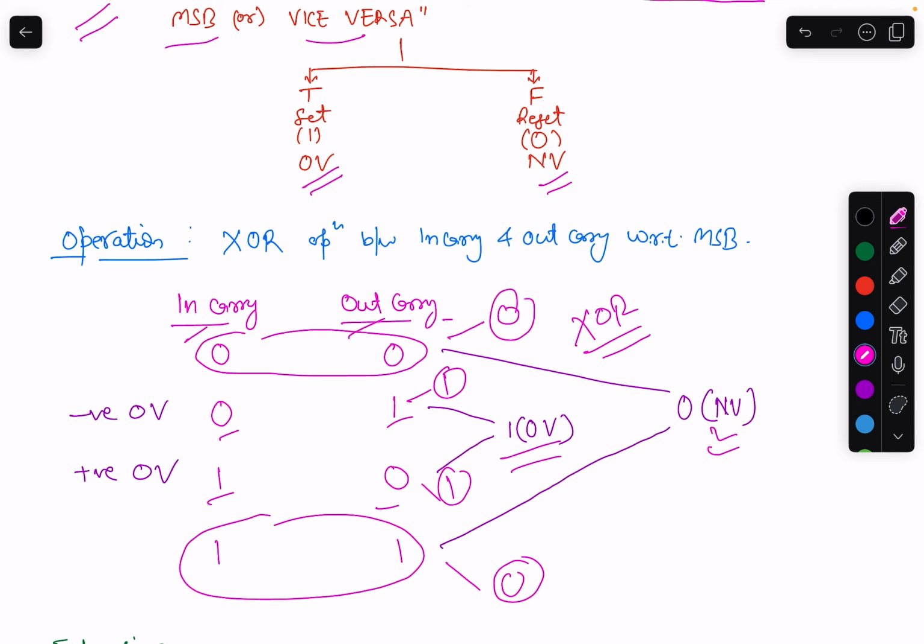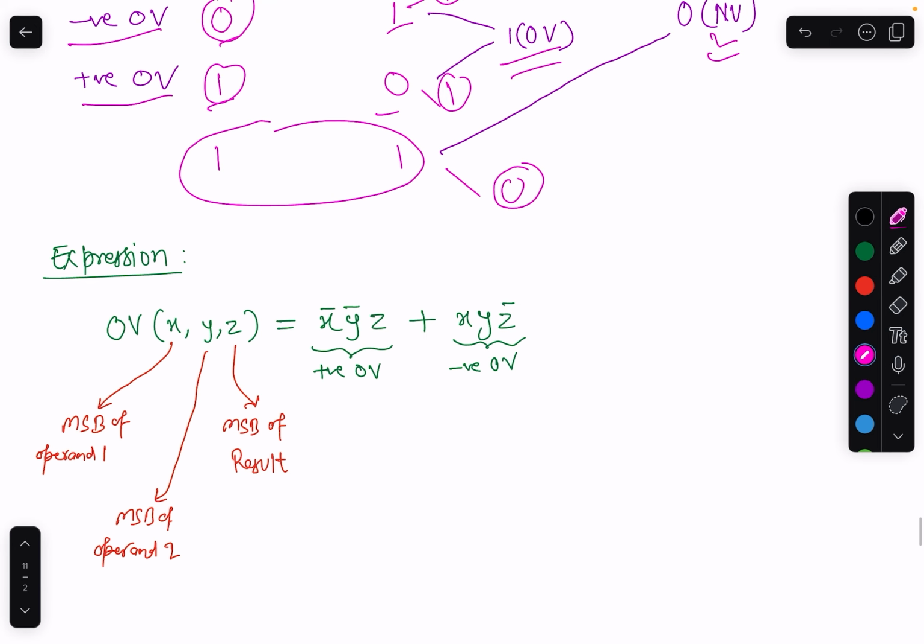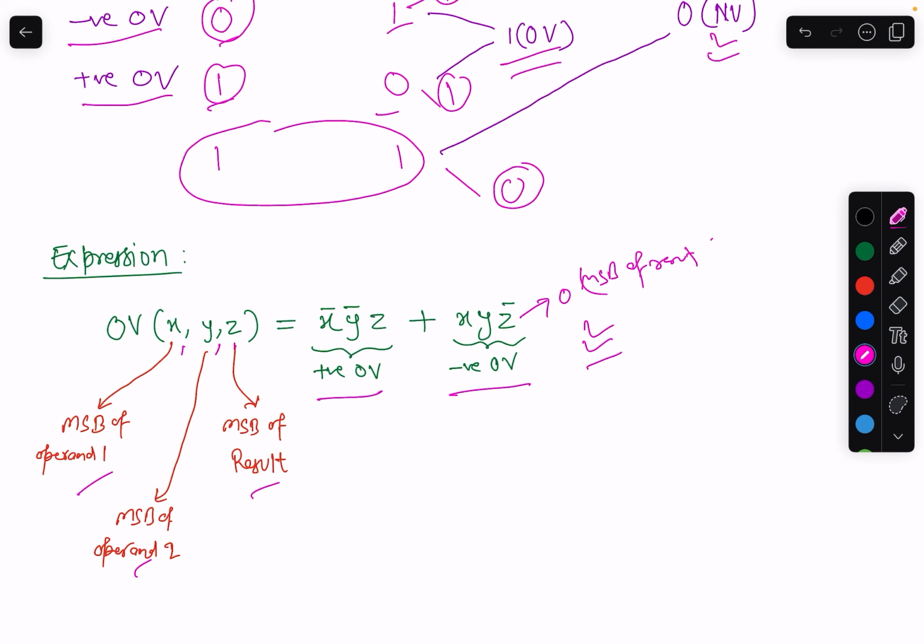And we already talked about this. If that in carry is 0, we have negative overflow. If this in carry is 1, we have positive overflow. And we saw these expressions as well, right? If x, y and z are the MSB of operand 1, 2 and result, then we have x bar y bar z as the positive overflow, and x y z bar is the negative overflow. So if you want to remember this, when z is 0, that is the MSB of the result is 0, then it is negative. And if the MSB of the result is 1, then it is positive overflow.